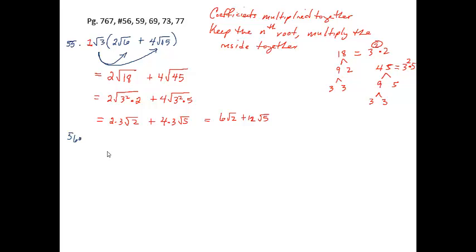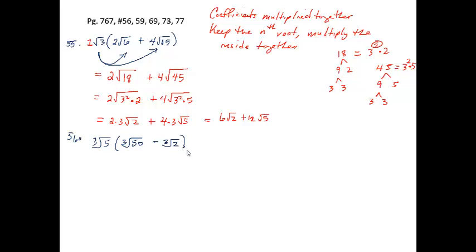Alright, number 56 is the cube root of 5 times, in parentheses, the cube root of 50 minus the cube root of 2. Close parentheses. Let me look that over one more time. Cube root of 5, parentheses, the cube root of 50 minus the cube root of 2. And let's multiply these together.